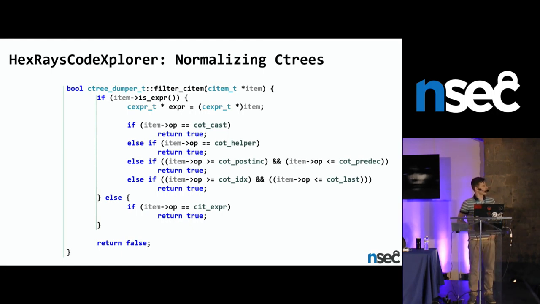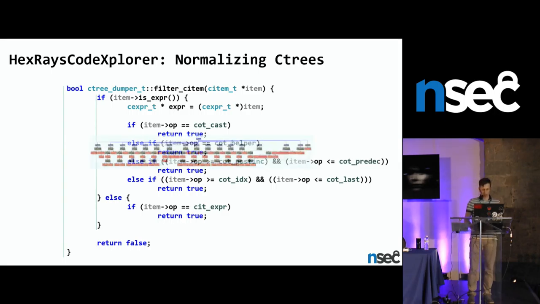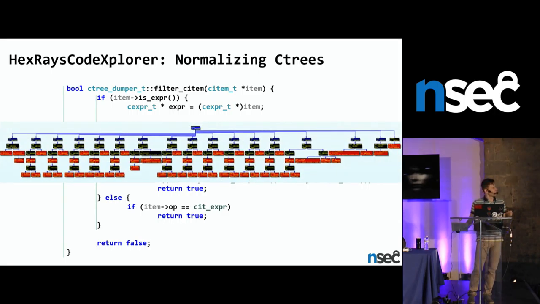Regarding normalizing ctrees, here is the implementation of the filter item routine, which filters out the blocks within the ctree which are not relevant. So we're skipping some cast operations, some helper functions, and some other minor blocks. For instance, here is the complete ctree of a function. Everything marked here with black or blue is included in the ctree, and everything marked with red is filtered out.